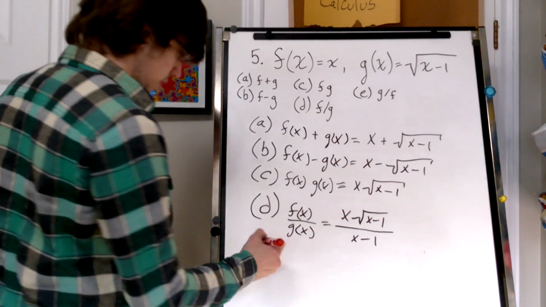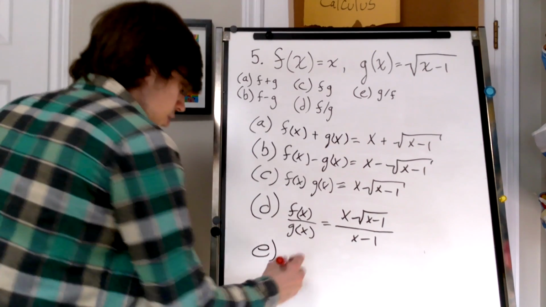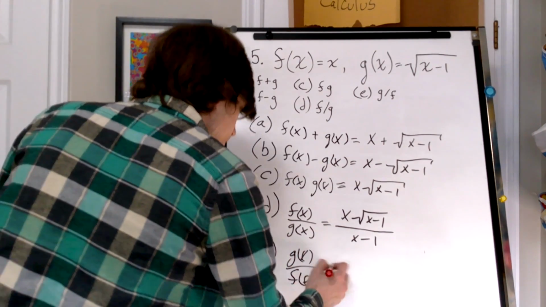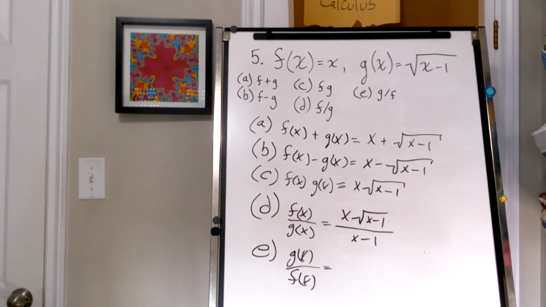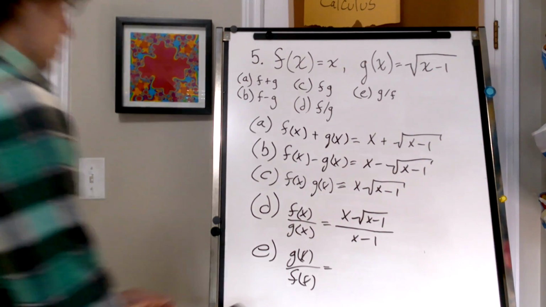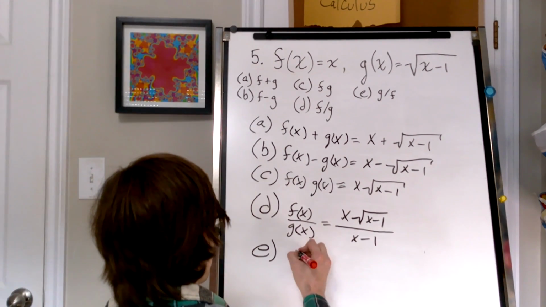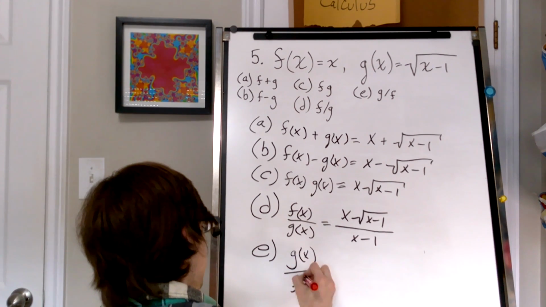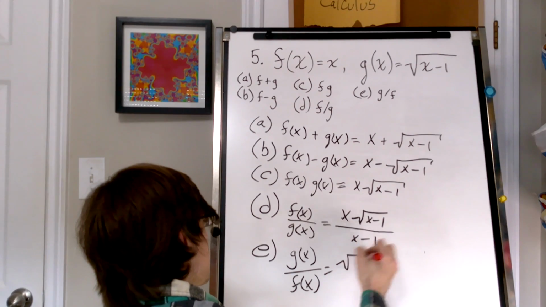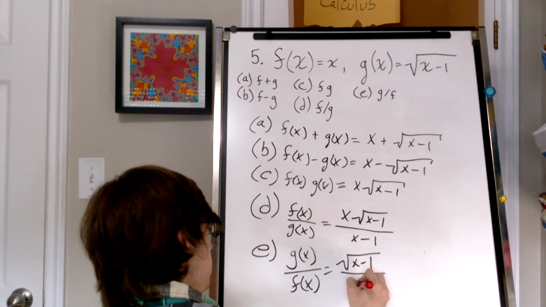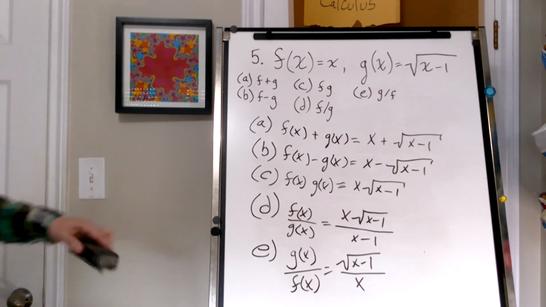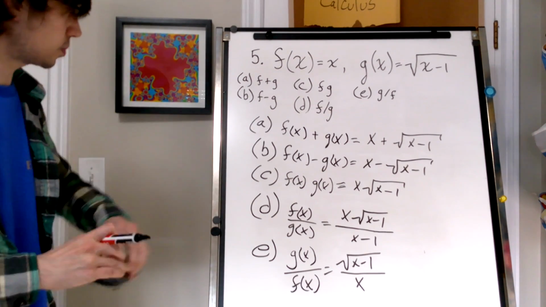All right, and then let's find E. G of x over f of x. It's fine on that one. Let me rewrite that here. G of x over f of x. So that is the square root. Easy enough. Okay, let's go back.